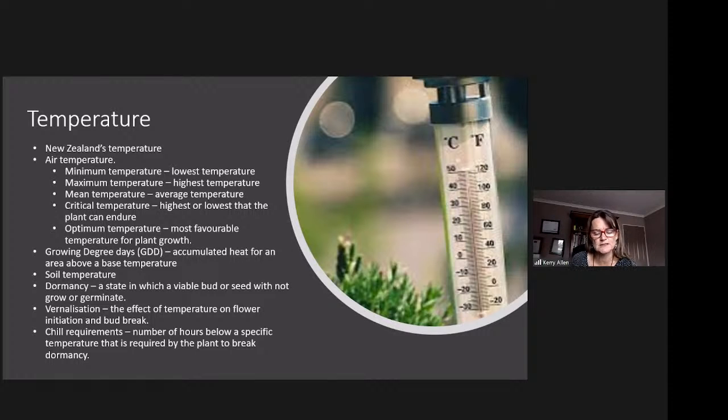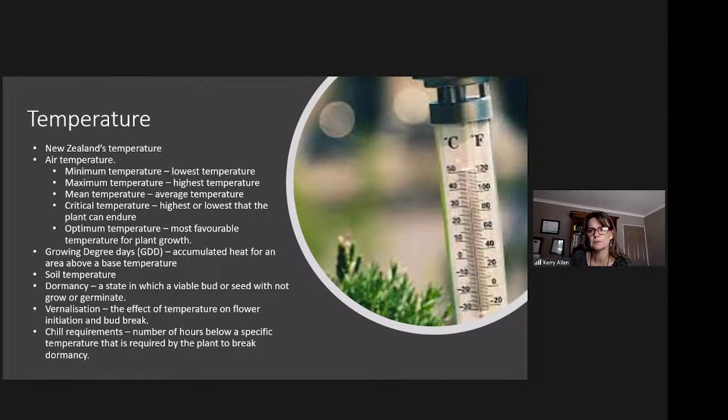Soil temperature plays an important part. Seeds will not germinate if the soil temperature is too low. Maize, for example, is normally planted around 12 degrees soil temperature, because that is its preferred germination temperature. You can plant it lower, but often the seeds will just sit there. So you need to know what is the best for the particular crop you're looking at.